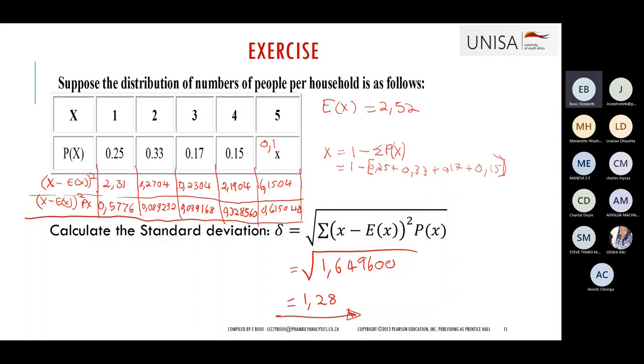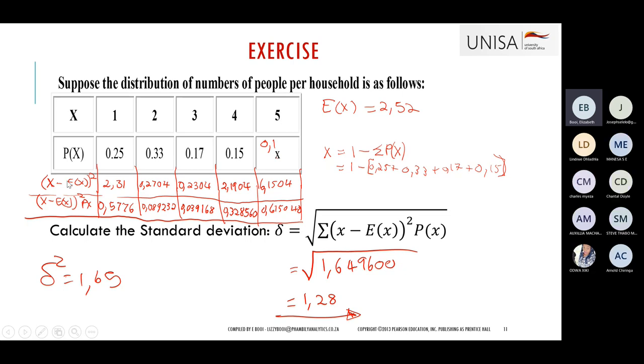Okay, and that's how you will calculate the standard deviation or the variance. Remember, if they ask you for the variance, which is sigma squared, the answer will be, if it's to 2 decimals, 1.65. Because it's this value underneath the square root.